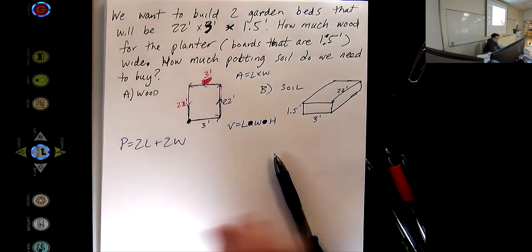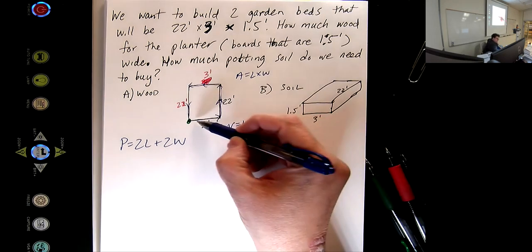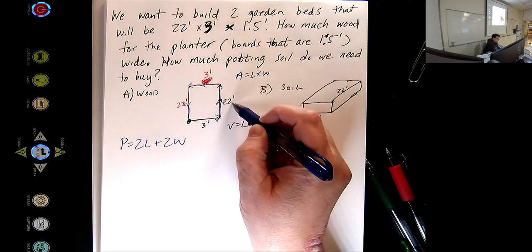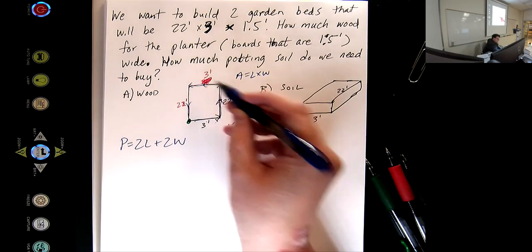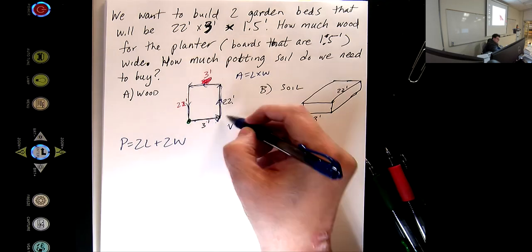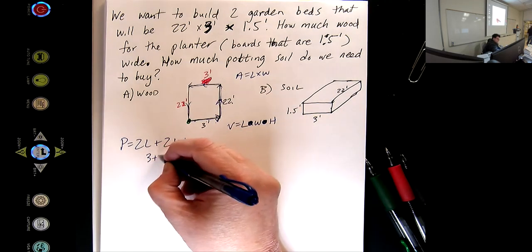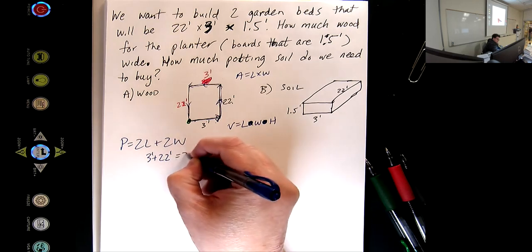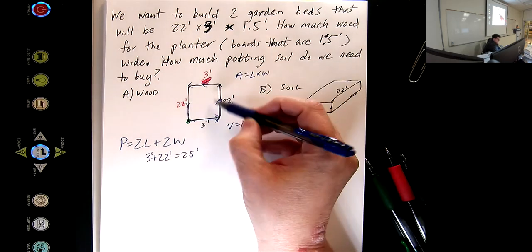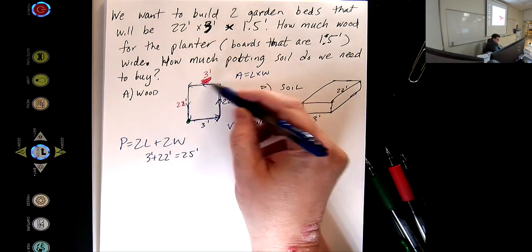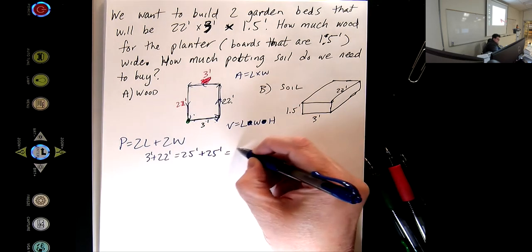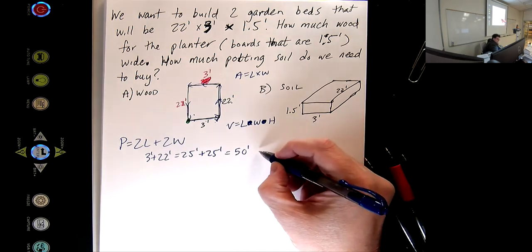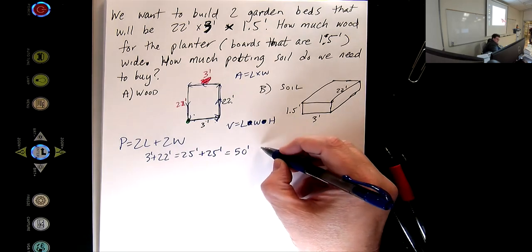All right, so hopefully, if you went around, one way of doing this is adding and going around. I would do it just once and then double it. If I go here and I go here, that's 3 plus 22 feet, and that gives me 25 feet. And I know the other 2 sides are also 25 feet. So I'm getting 50 feet for one garden.